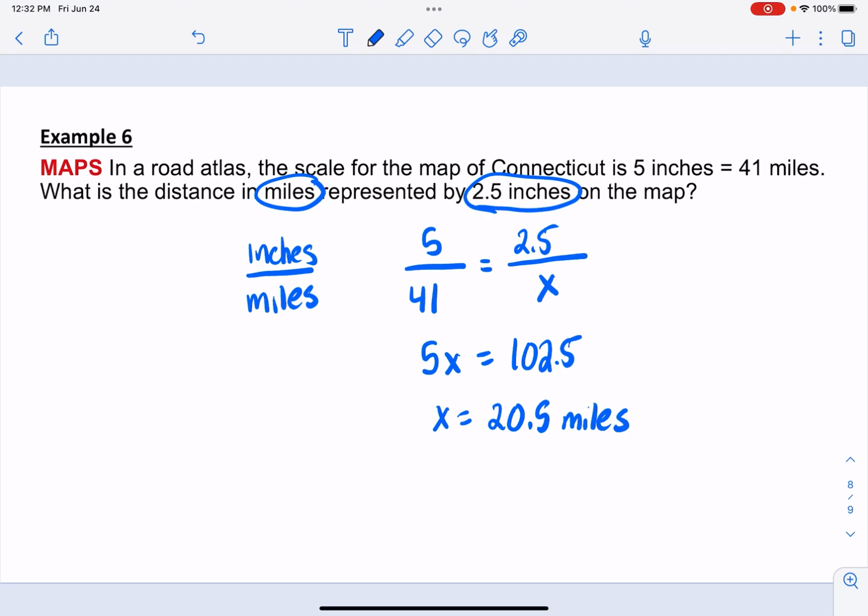Okay, so that is my video on ratio and proportion.